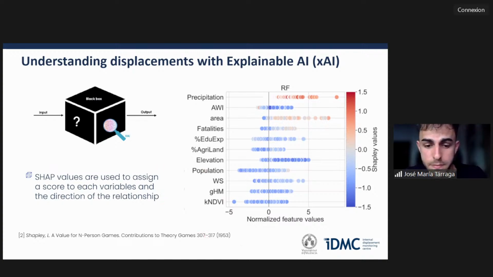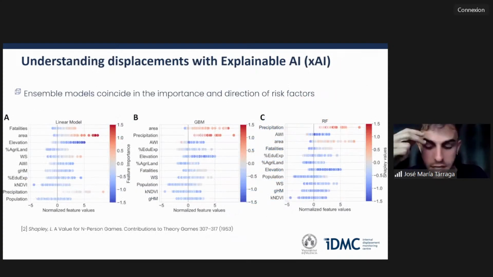So actually, it's a really powerful tool, in my opinion, to dissect how variables are interacting with each other. And of course, in all of these explainability techniques, you should fit different models and try different approaches. So we also trained gradient boosting machines. And what we see is that the three main variables coincide in both models, right? In the gradient boosting machines, area is more important than precipitation and absolute wealth index, but the direction coincides and makes sense with what was known in literature.